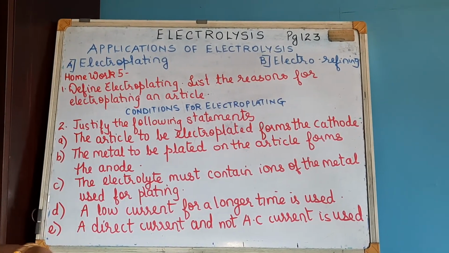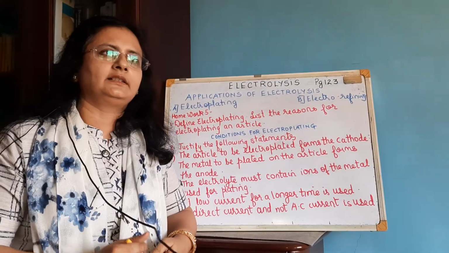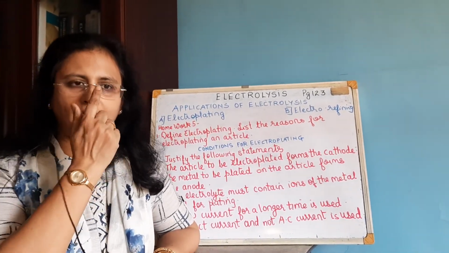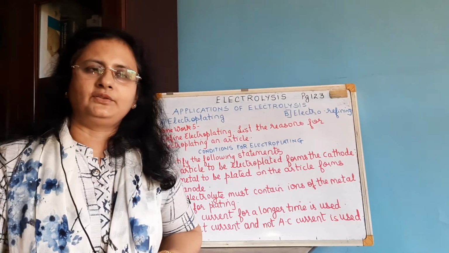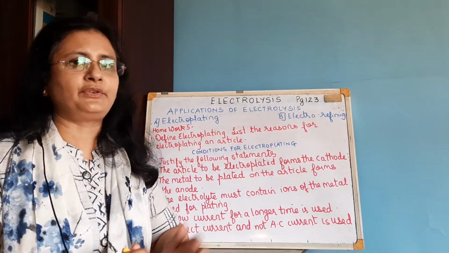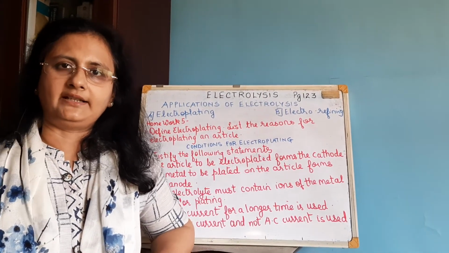Okay, so with this we complete this session. What is remaining is the actual process of electroplating using nickel and silver, and the second application, that is electro refining. Those two things are remaining, which we will cover in our next session.